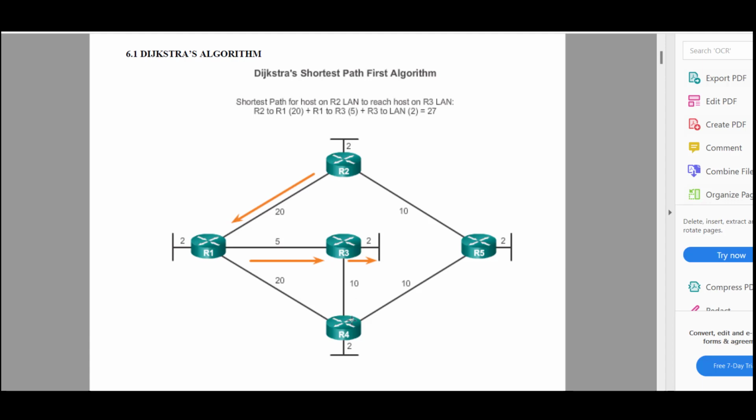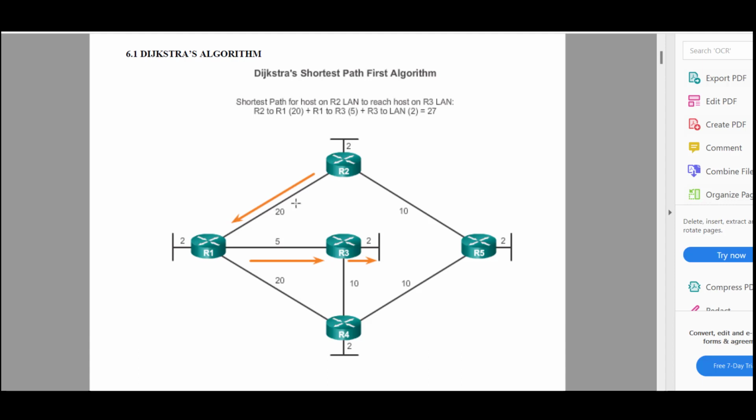But here, they are going to calculate something called a cost for every link. From R2 to R5 there is a link available, a cable is available. For this particular link we are going to calculate a cost. How to calculate the cost, we will see later. Based on the cost only, we are going to take the decisions.